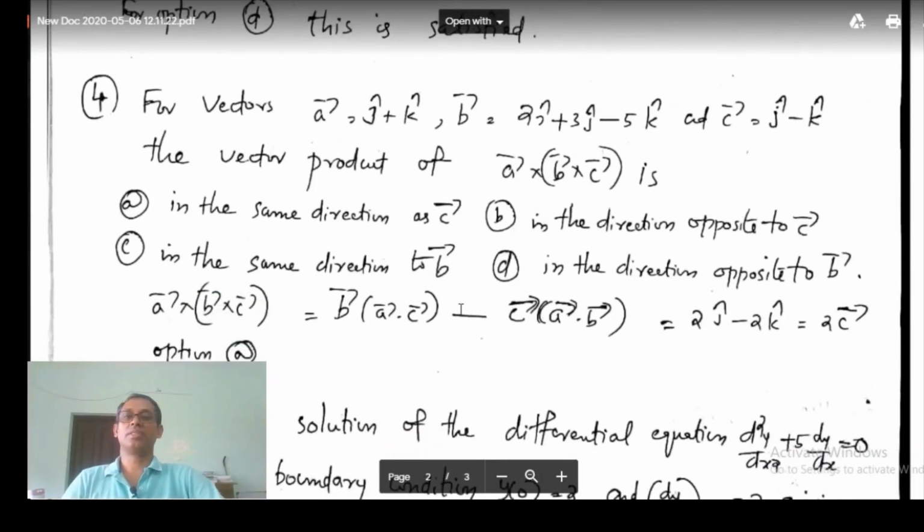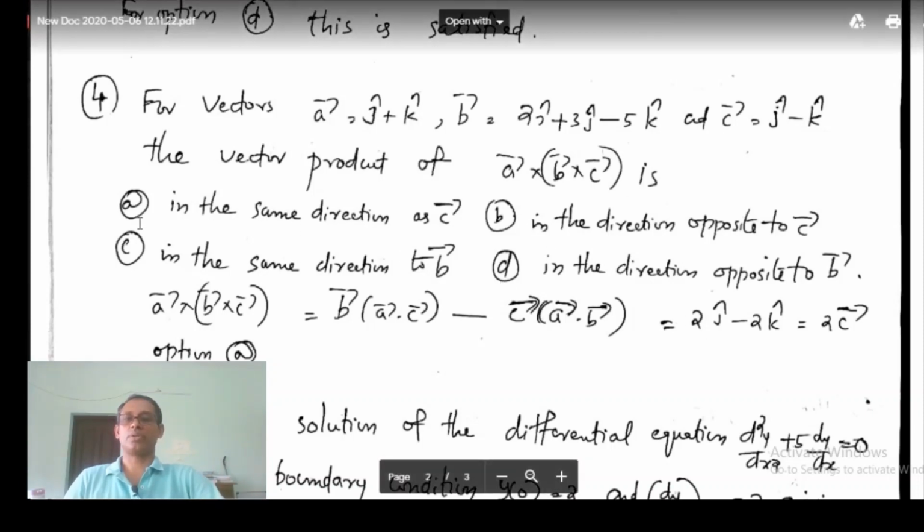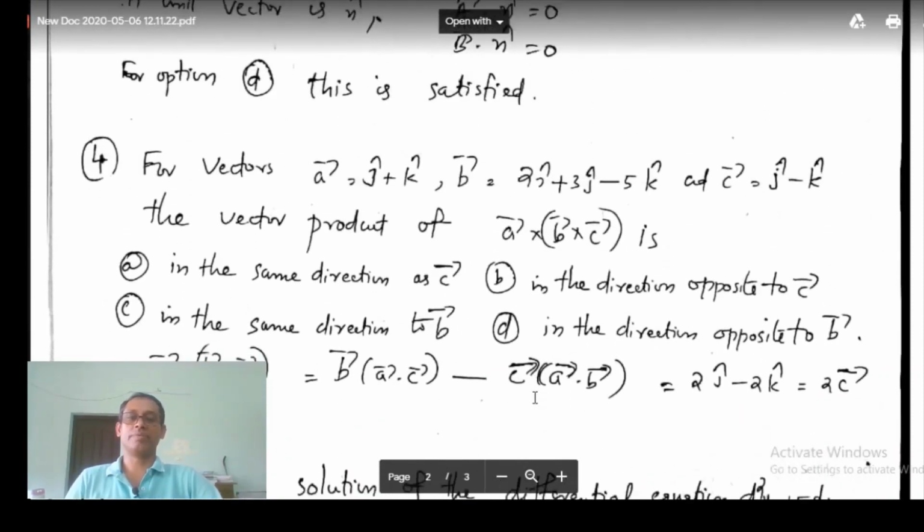Then the next one is a straightforward one. 3 vectors are there. A is this, b is this, and c is this. The vector product a cross b cross c, 4 options are given. We have to choose one correct option from this. Same direction as C, the direction opposite to C, in the same direction as B, in the direction opposite to B. So a cross b cross c, what will it be?